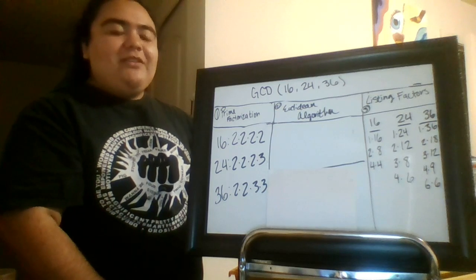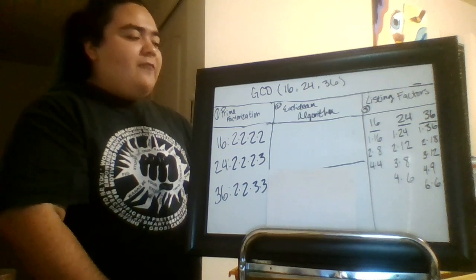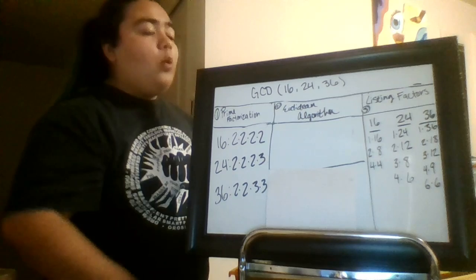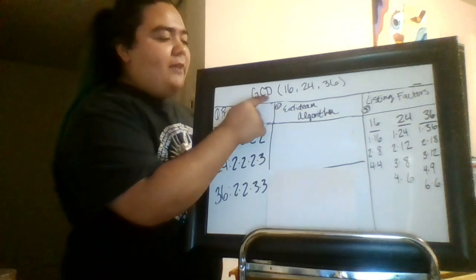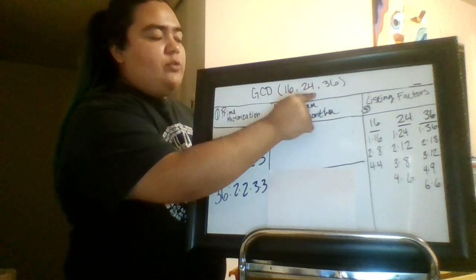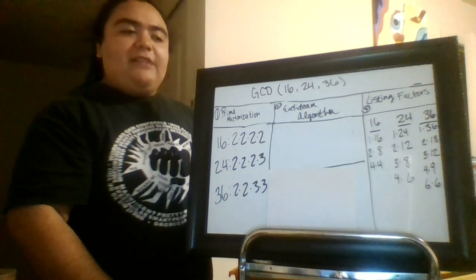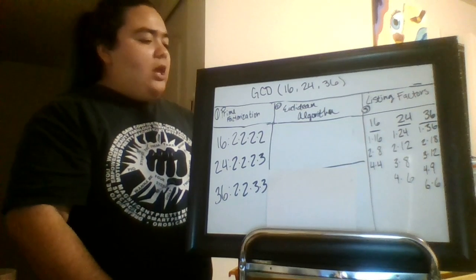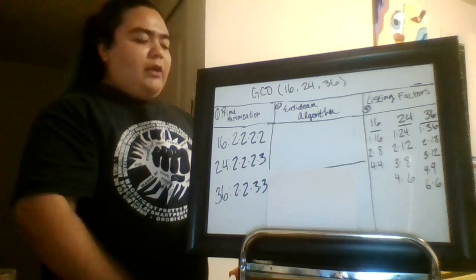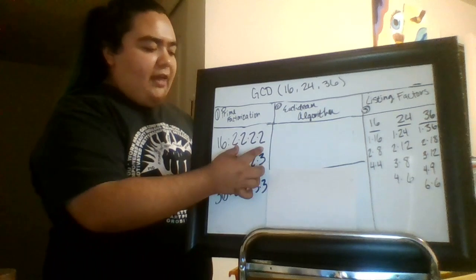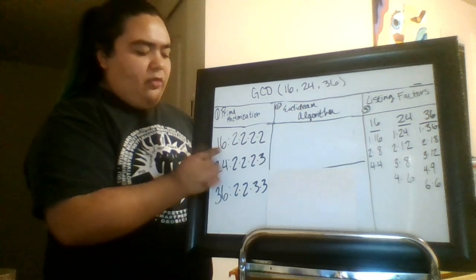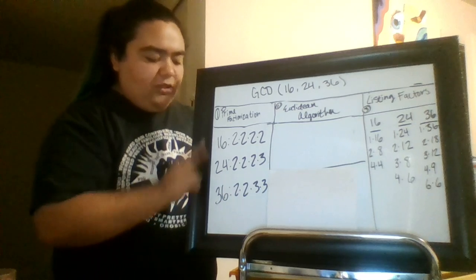Today, we are going to use 3 different methods to find the greatest common divisor or the greatest common factor of 16, 24, and 36. The first method is called prime factorization. Prime factorization is gathering all the prime numbers that make up one number, which is 16, 24, and 36.